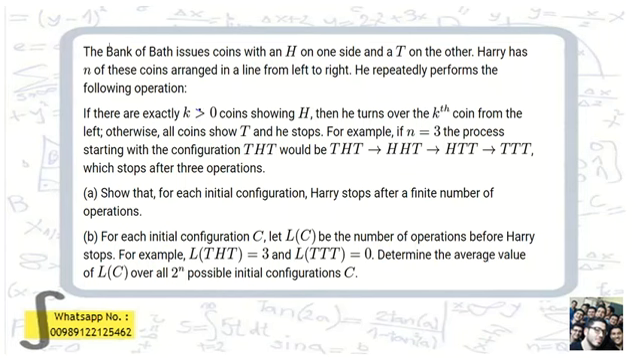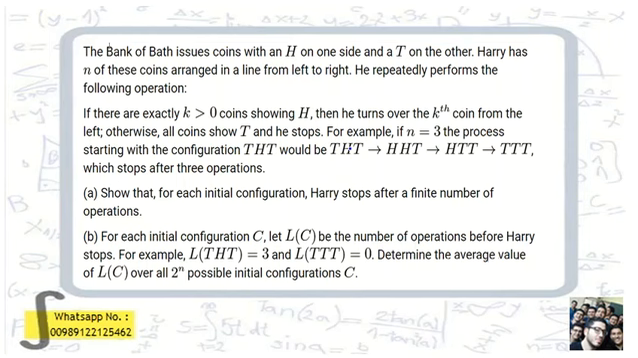If there are exactly k > 0 coins showing H, then he turns over the kth coin from the left. Otherwise, all coins show T and he stops. For example, if n equals 3, the process starting with the configuration THT would be as follows. Okay, so let's see what we have.